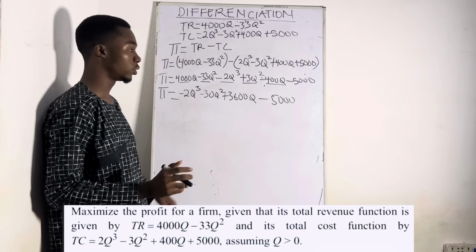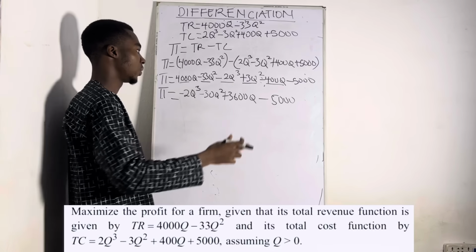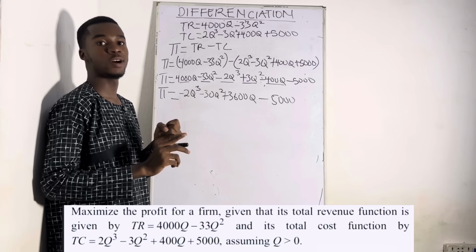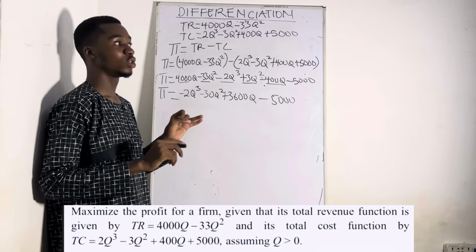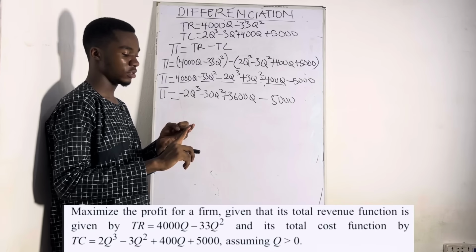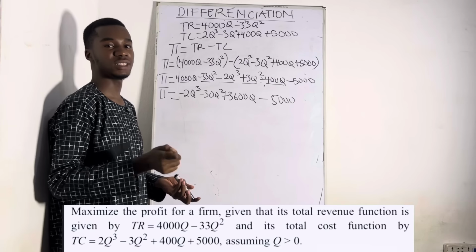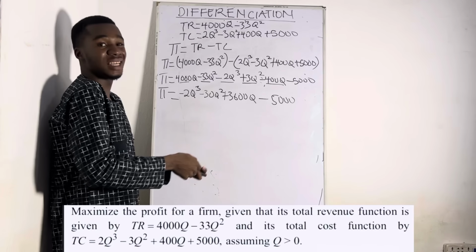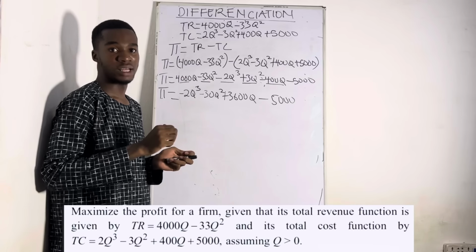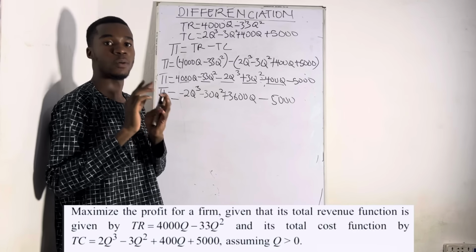Whatever you get, most of the time you're going to get two values, since you are having exponent 3 and exponent 2. Whatever you get shows you the minimum or the maximum profit. Usually one of the values is going to give you the minimum profit, and the other value is going to give you the maximum profit. But if you want to really find which one is the minimum and which one is the maximum, you're going to differentiate again for the second time. Then you put the values in it one by one. The one that gives you a negative after you've differentiated for the second time is your maximum point.